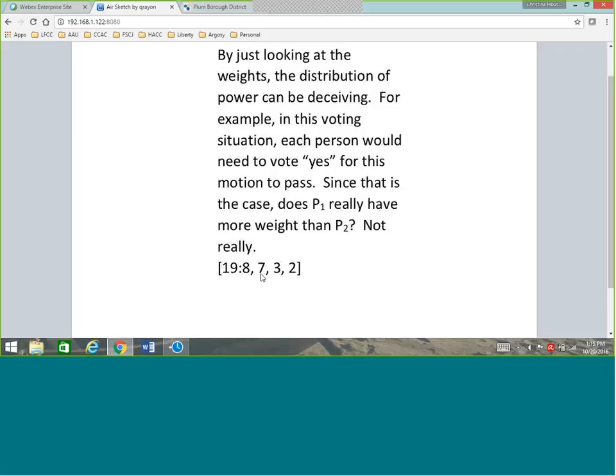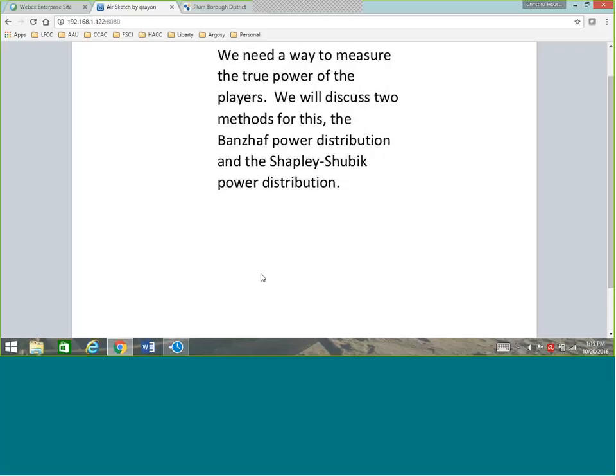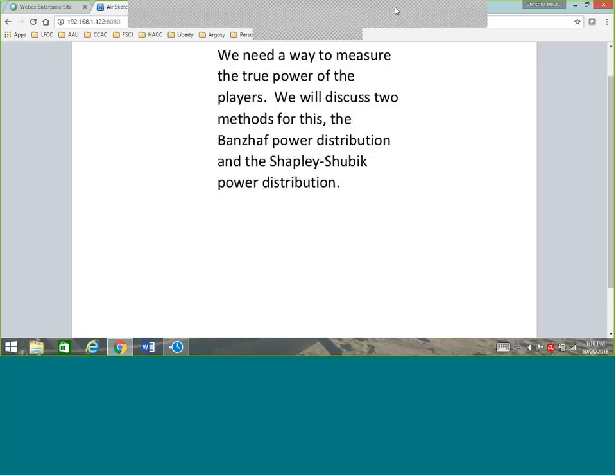So how can we determine who has more power than another player? We need a way to measure the true power of the players, and we're going to discuss 2 methods for this. The Banzhaf power distribution is one of them, and the Shapley-Shubik power distribution is the other one.